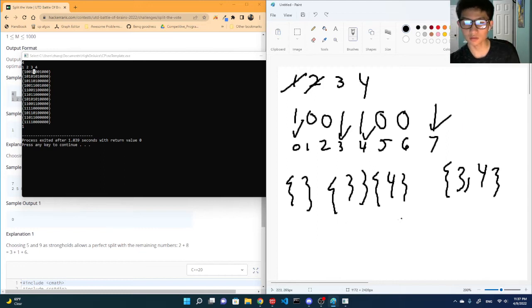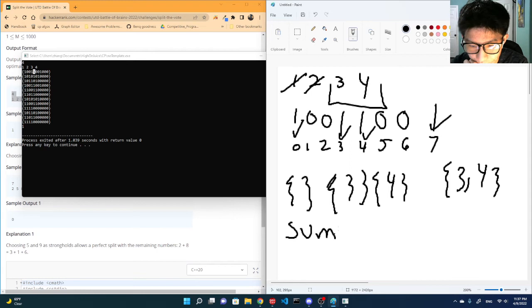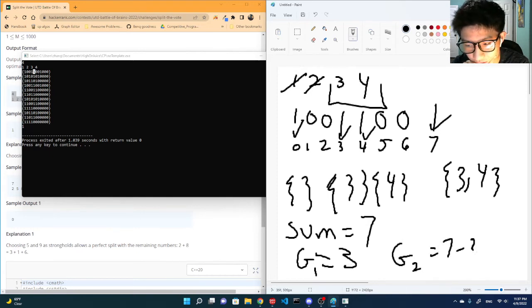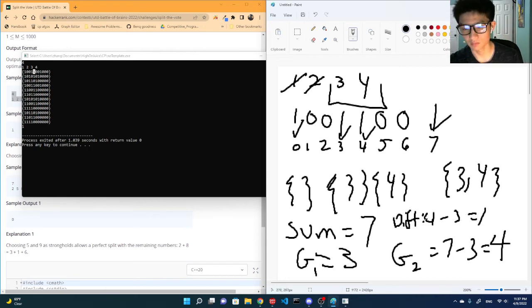So, in order to do so, basically, the sum of all the numbers left is 7. Okay. So if group 1 is equal to, let's say, 3, group 2 is equal to 7 minus 3, right? Because we're dividing into 2 groups. So it's 4. And the difference between 4 and 3 is 1. So that's the difference. Okay.